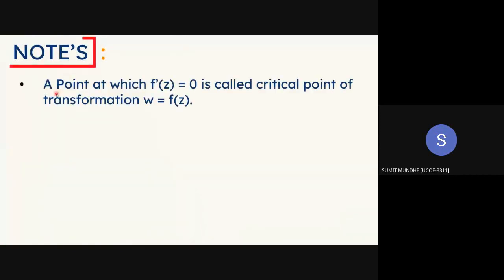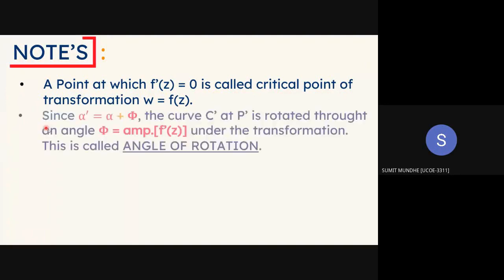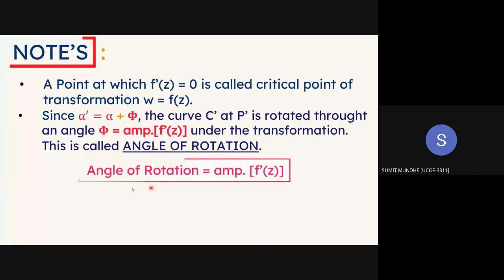Notes. A point at which f dash of z equals 0 is called a critical point of the transformation w equals f of z. Since alpha dash equals alpha plus phi, which we got in the previous slide, the curve C dash at P dash is rotated through an angle phi, which is nothing but the amplitude of f dash of z under the transformation. This is called the angle of rotation. Angle of rotation equals the amplitude of f dash of z.